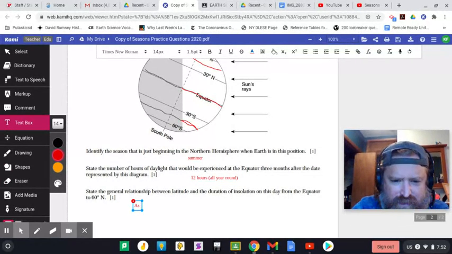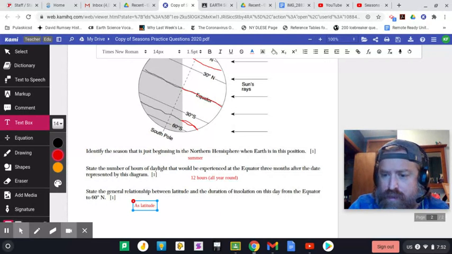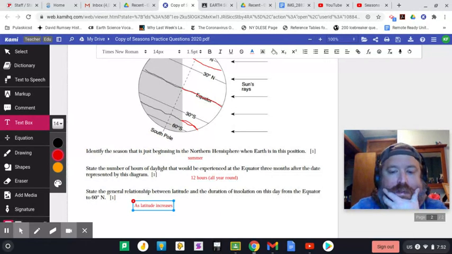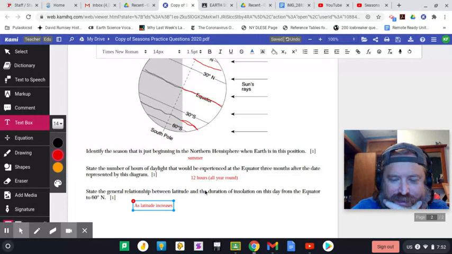As latitude, that's the first thing that they're asking for. And then you can choose either increases or decreases. I think it's usually increases. As latitude increases, now the rest of the question gets a little bit complicated.